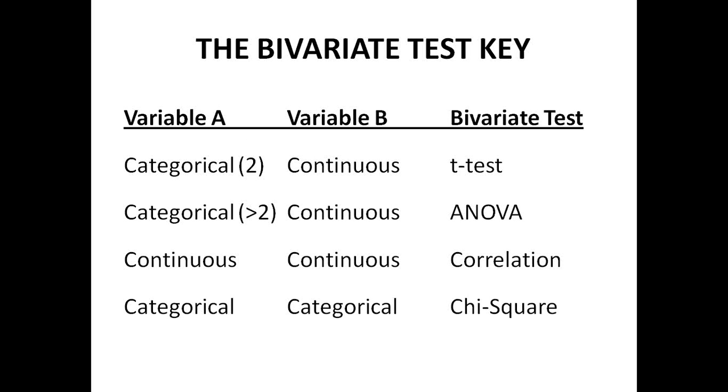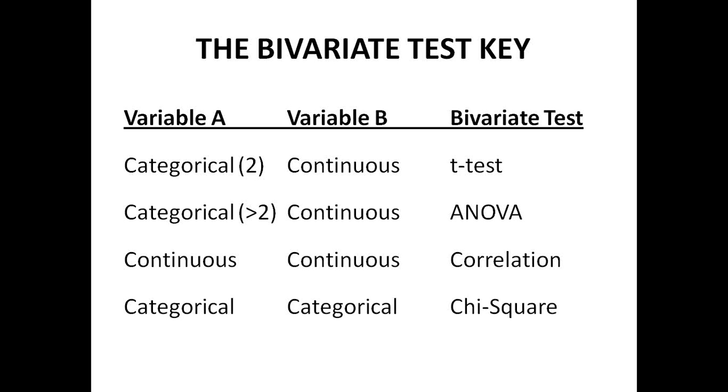Now here's the bivariate test key. This is very valuable, although I don't actually see it written down a lot, which is kind of the reason that I'm presenting it here tonight. So if you have variable A is categorical with two categories and variable B is continuous, you would run a t-test, right? That's the bivariate test to use.